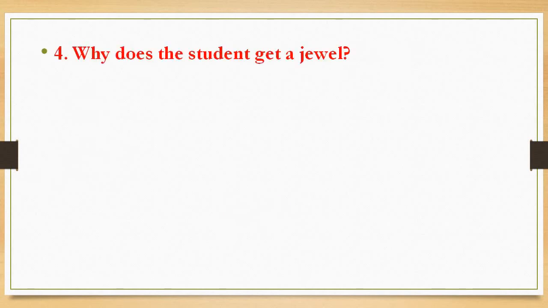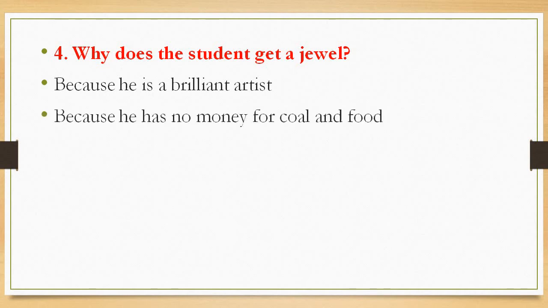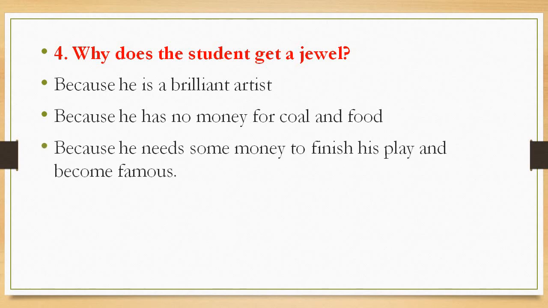The fourth question that we have to see is, why does the student get a jewel? And the options for this question are, option A, because he is a brilliant artist. Option B, because he has no money for coal and food. Option C, because he needs some money to finish his play and become famous. And option D, because he is a relative of the prince.